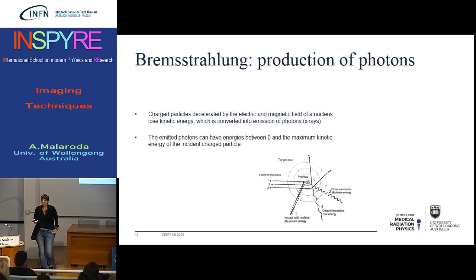Well, if it's going to lose all its energy, the energy of the photon will be the energy of the incident electron. So that's the maximum energy at which you can produce the X-rays via Bremsstrahlung, because the electron is not going to be able to lose more energy than it possesses. But if the electron is going to be decelerated farther away from the nuclei, it's going to lose less energy. So the photon that is going to be created is going to have less energy.